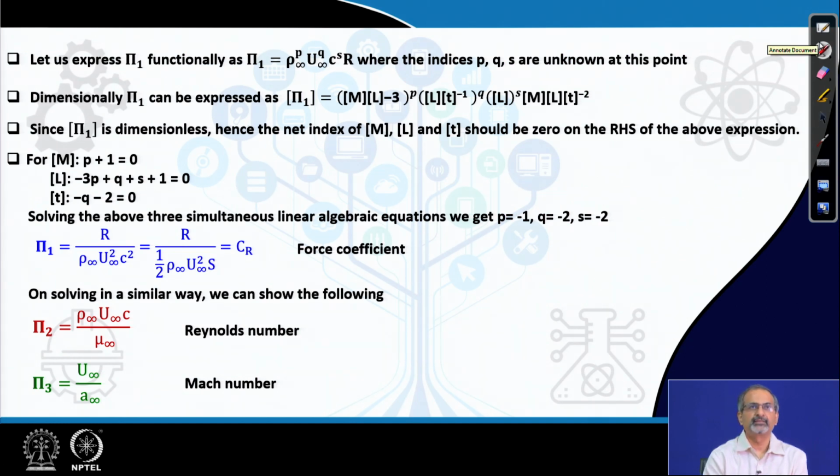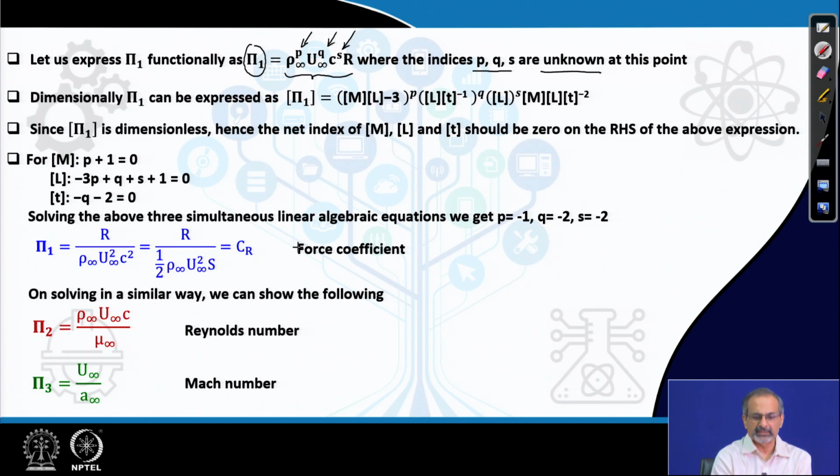How would we express pi 1 to begin with? Let us do it this way. You form a product of all the variables, but you raise P 1, P 2, P 3, these 3 variables which are repeating, to 3 different indices, which at this point are not known to us, but we have to find them out in some way, so that we end up forming a non-dimensional group here. That is the crux of the thing. So, these indices at this point are unknown.